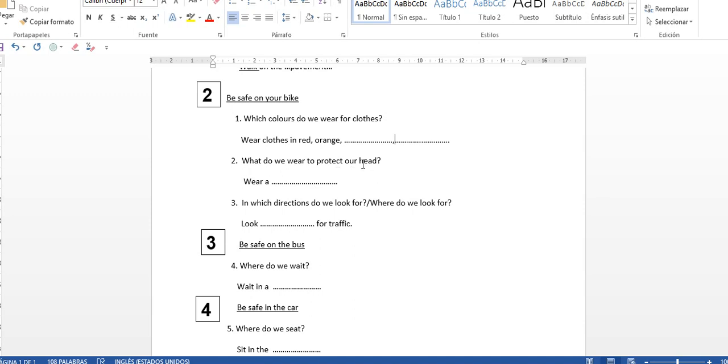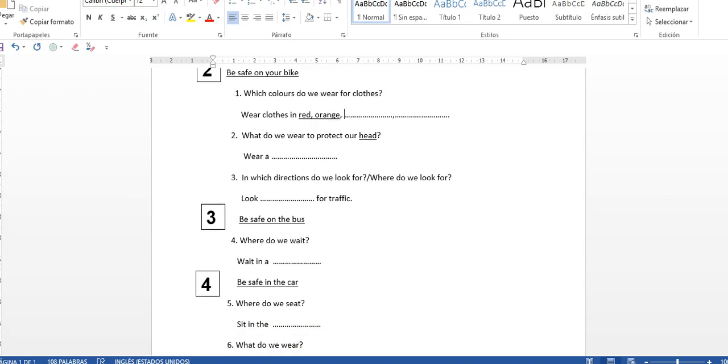Here you need to know vocabulary. Here is head. And the keywords here are red, orange. Okay, vocabulary, and by hearing also. 3. In which directions do we look, or where do we look for? Look for and for traffic. Okay, look and for traffic. So here I have to put and. Yes.